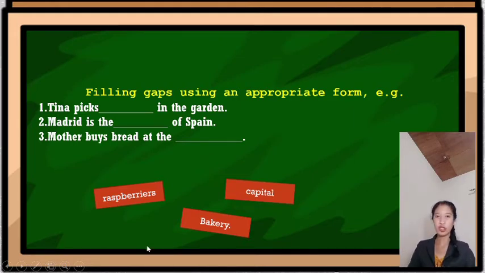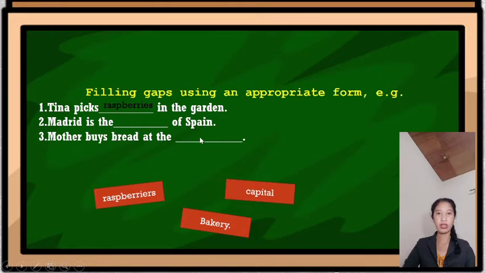Compared to the 2 options, bakery and capital, which is very impossible, it is very obvious that Tina picks raspberries in the garden. We can't find a bakery in the garden or the capital in the garden. So it is obviously the raspberries. So let's put here: Tina picks raspberries in the garden. Now let's proceed to the second sentence.